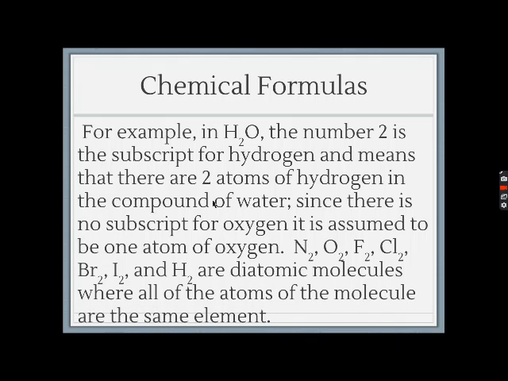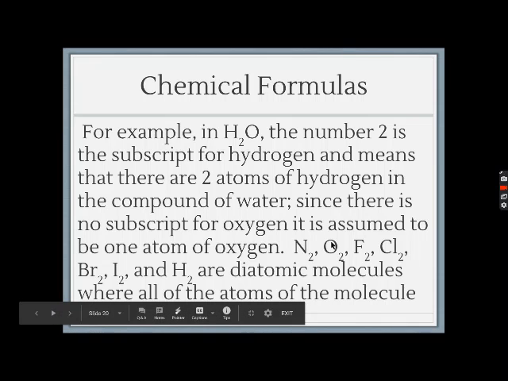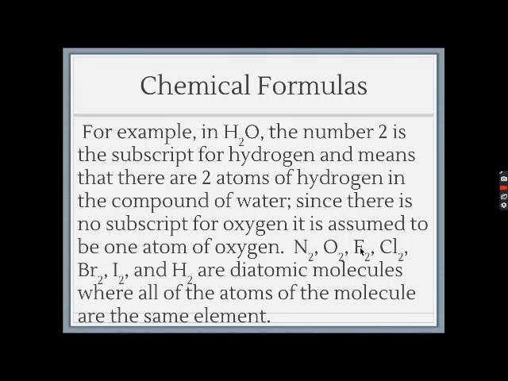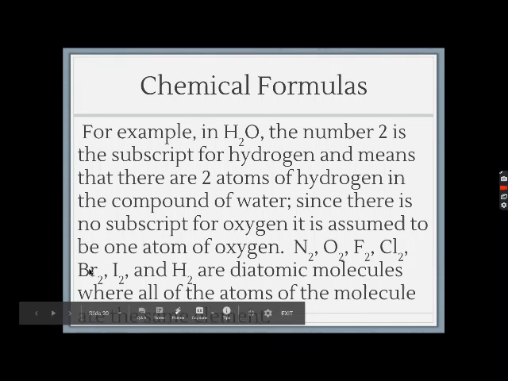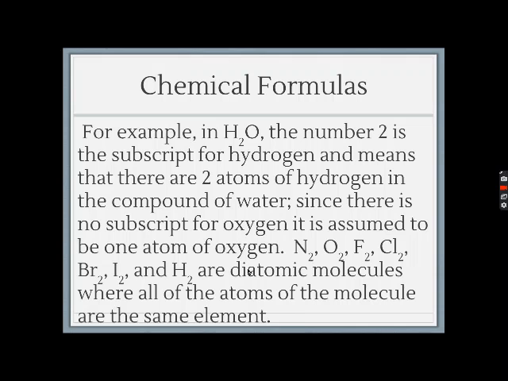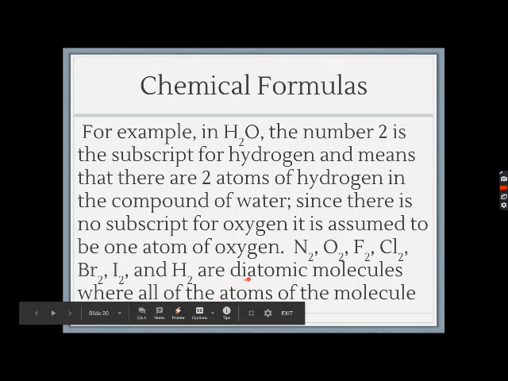Now, I want you to write these down. N2, O2, F2, Cl2, Br2, I2, and H2. These are what we call diatomic molecules. Now, think about this. This word has a stem right here, okay? The first stem is Di.